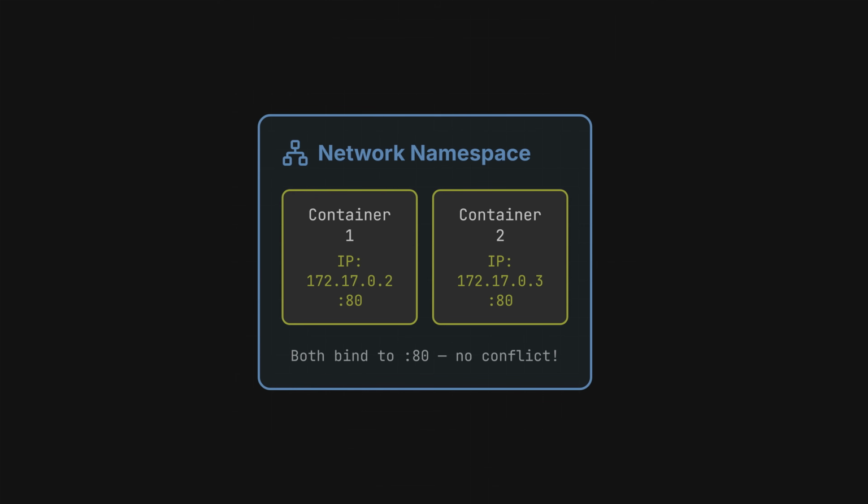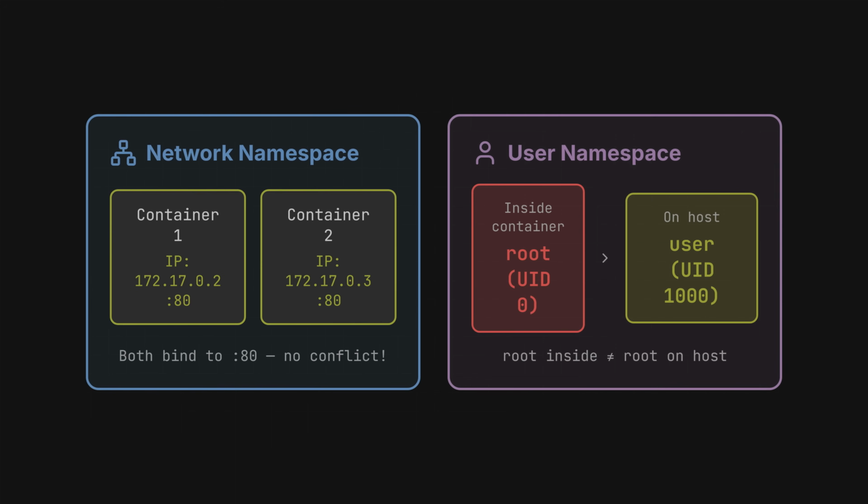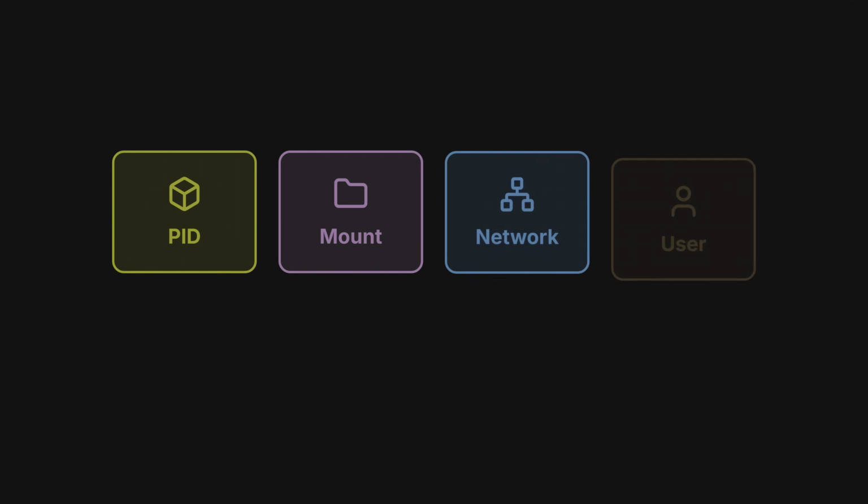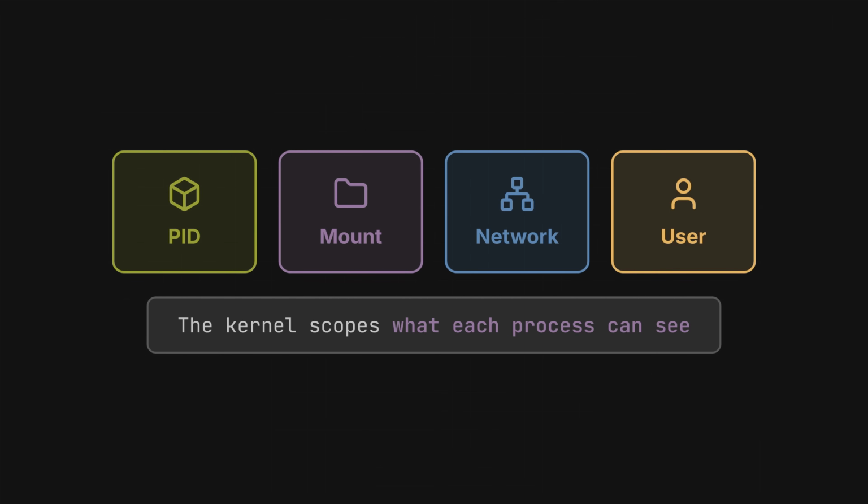Network namespaces give containers their own IP and ports. 2 containers can both bind to port 80 without conflict. User namespaces can remap user IDs, so root inside the container maps to an unprivileged user on the host. That's all namespaces are, the kernel deciding what each process is allowed to see.